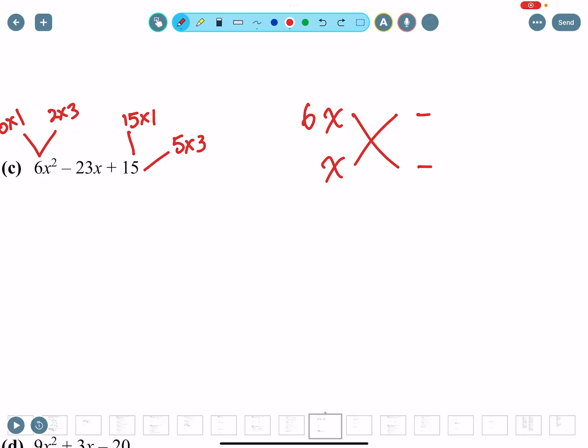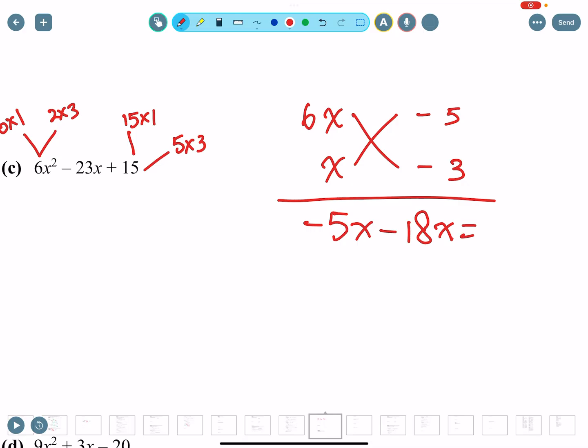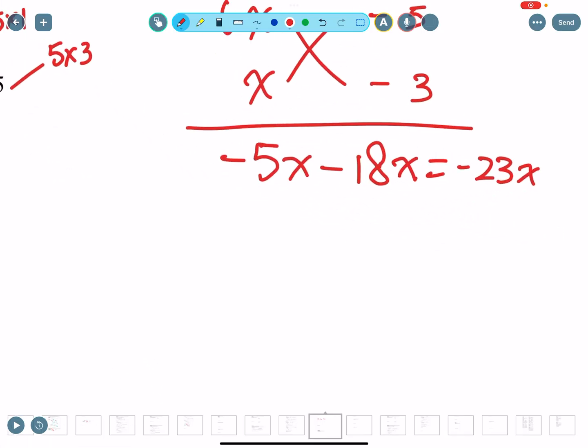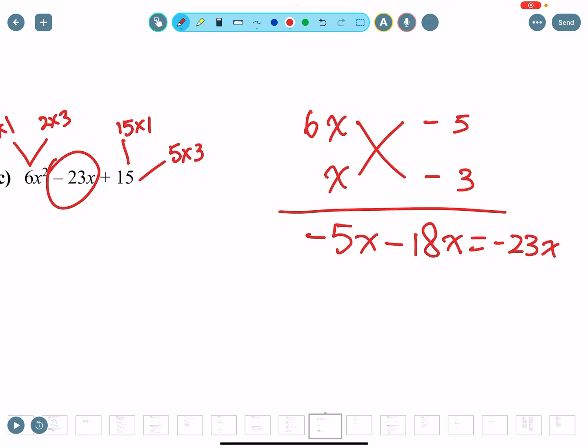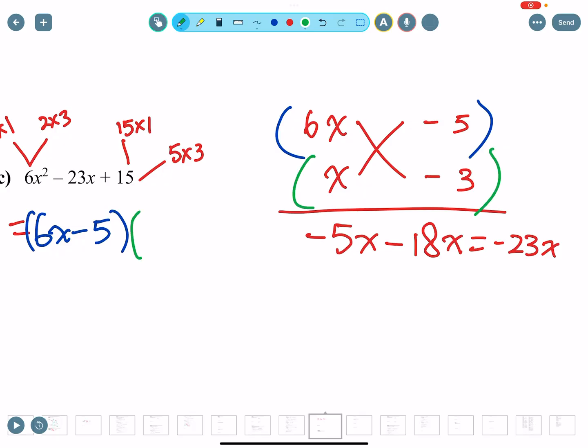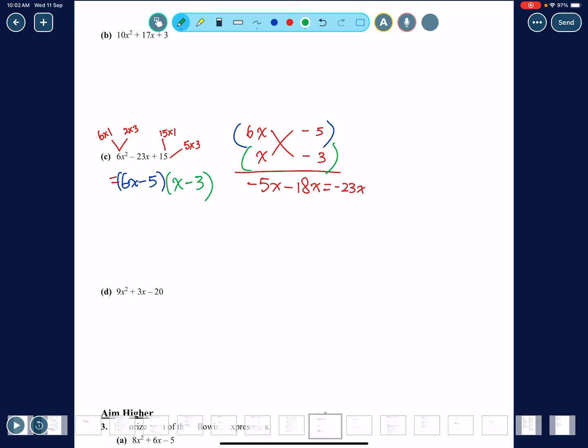How about 5 and 3? So 5 here, 3 here, let's see. Negative 5x, 6 times 3 is 18, so negative 18x, negative 5 plus negative 18 is negative 23. Oh, luckily for us, we didn't spend too much time. Negative 23x is what we want. So finally, the answer is 6x minus 5 and x minus 3. And that's how you do this question.